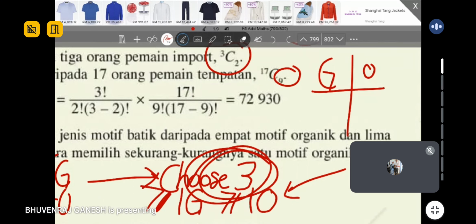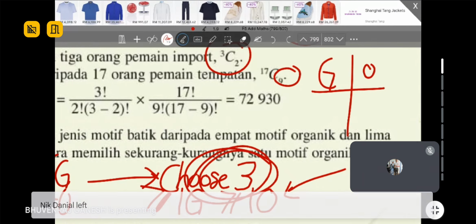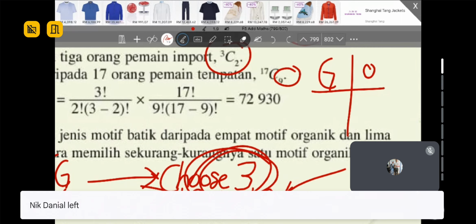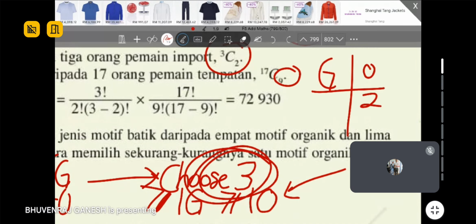So what is the possible arrangement I can do? So anyone? Boleh bagi case? 2 organic, 1 geometry. Okay, very good. Adakah ni sahaja? Or got some more case? Yang second one, terbalikkan. 2 geometry and 1 organic. Very good. Correct. Okay, so there are total 2 case.